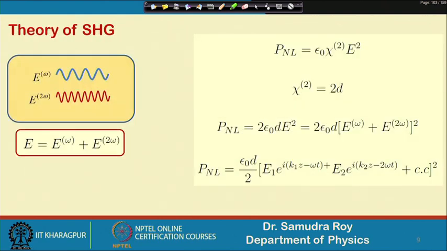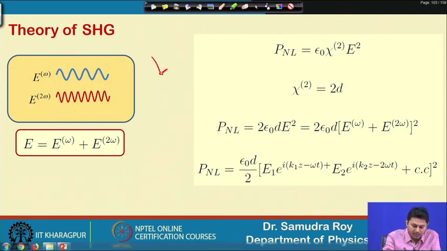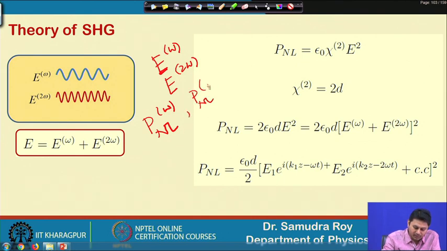Okay. So, I know what my electric field is. The electric field I have already derived. Now, the next quantity that we need to derive is P nonlinear. So, E omega I know, E 2 omega I know. Next, I need to find the form of P nonlinear omega, or P nonlinear of 2 omega, because in order to solve Maxwell's equation, these 4 quantities are important.